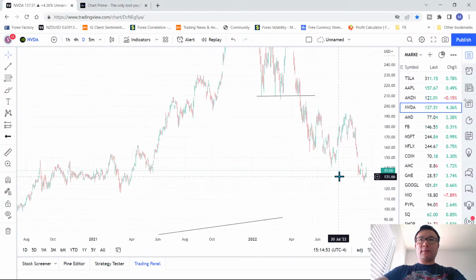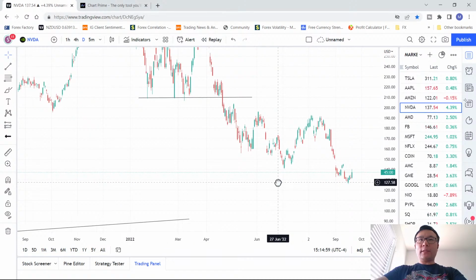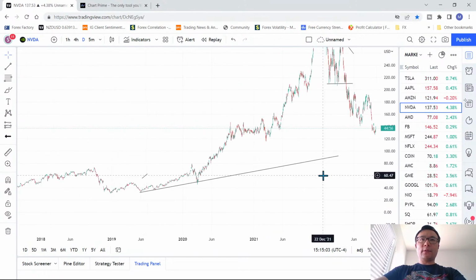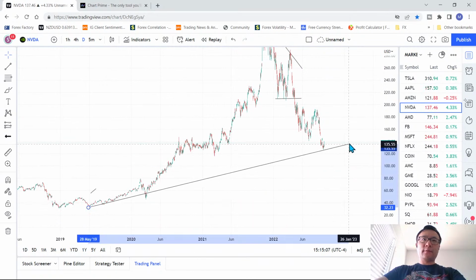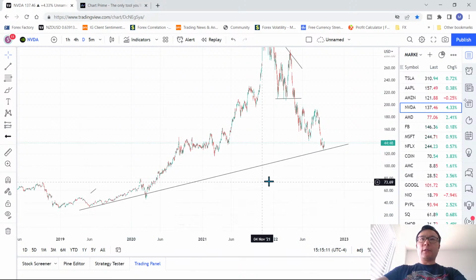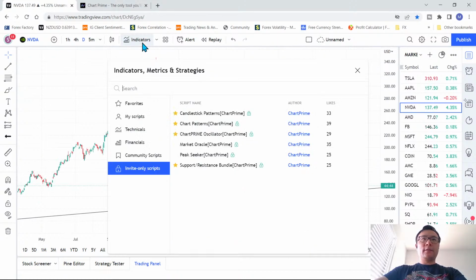NVIDIA. Let's see if there was some support right here. Okay, it doesn't really tell me much, but let me see if I extend this all the way out here. Yeah, it's not really helping. Okay, let me pull up the oscillator.